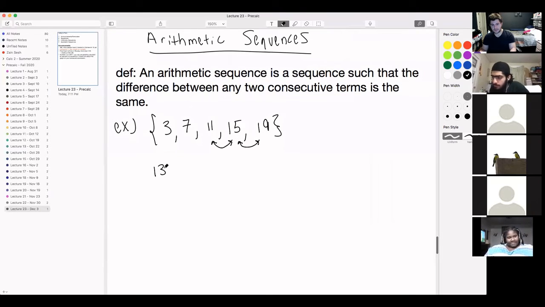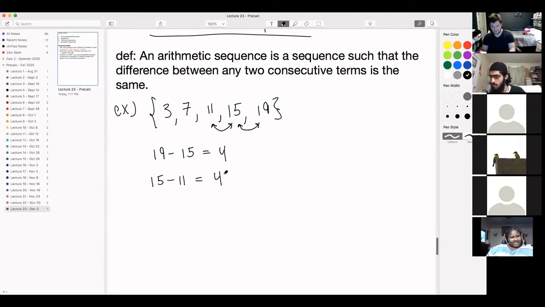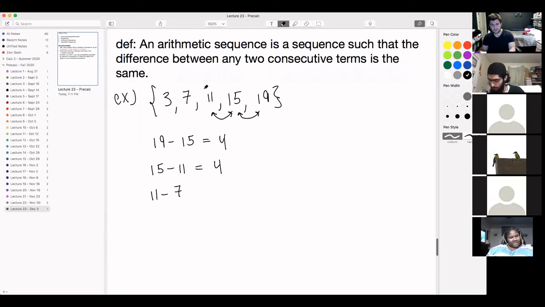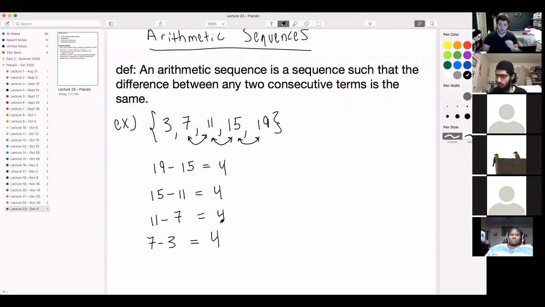Okay, so I do 19 minus 15, and that's 4. So I do this term minus its previous term, that's 4. I do 15 minus 11, this term minus its previous term, that's also 4, right? Then you do 11 minus 7, you check that pair, that's also 4. And finally, you do 7 minus 3, which is 4. So again, the difference between any two consecutive terms is the same.